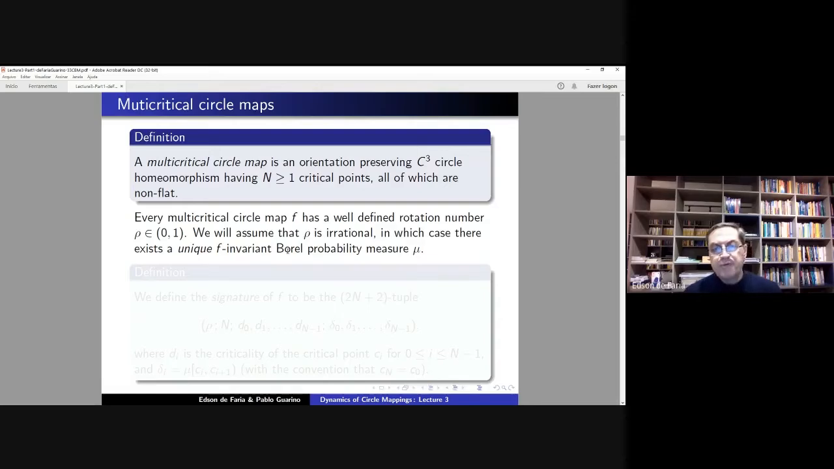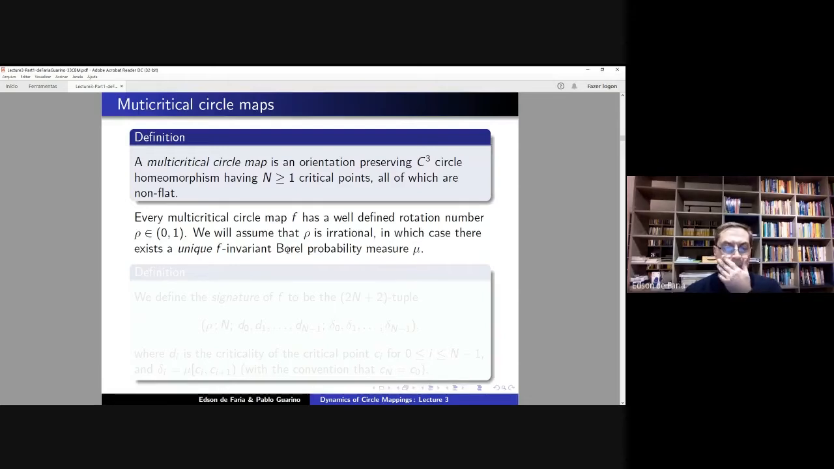When you have a homeomorphism of the circle with rational rotation number, with a periodic orbit, you can cut the circle along this periodic orbit and reduce the study of the map to the study of a homeomorphism of an interval. And the dynamics of a homeomorphism of an interval is rather trivial, even geometrically.